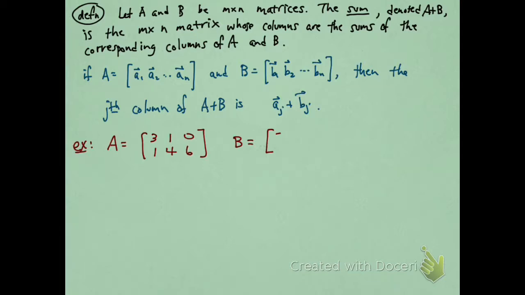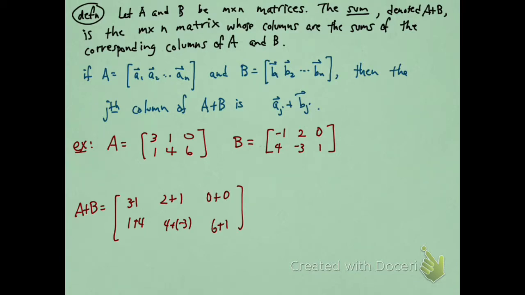So for example, let's consider the sum of these two matrices here, A and B. Then the first column of A plus B is going to be 3, minus 1, and 1 plus 4, the first column of A plus the first column of B. The second column is the second column of A plus the second column of B. And the third column is the third column of A plus the third column of B. Then we do the arithmetic and get 2, 3, 0, 5, 1, 7.